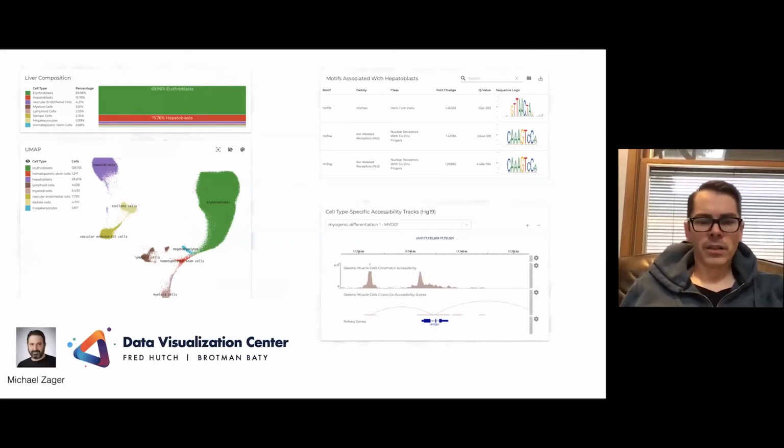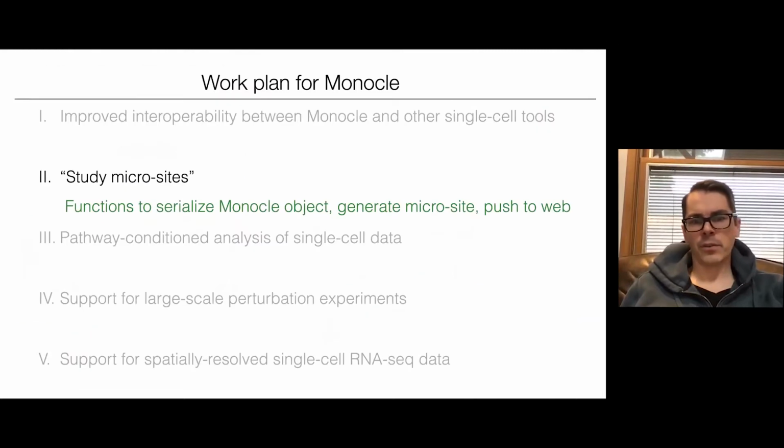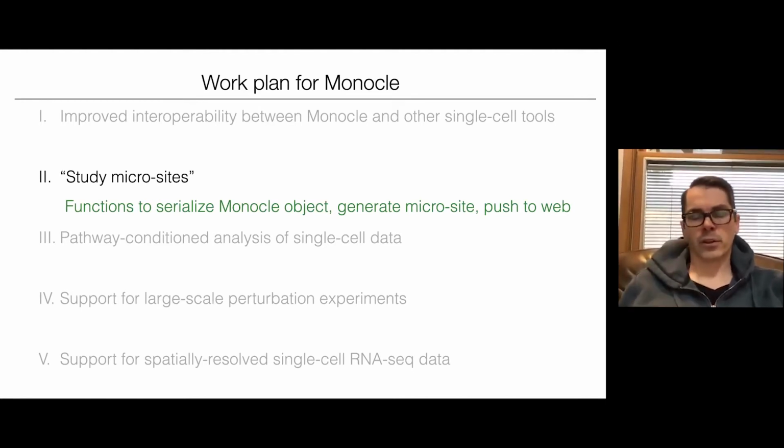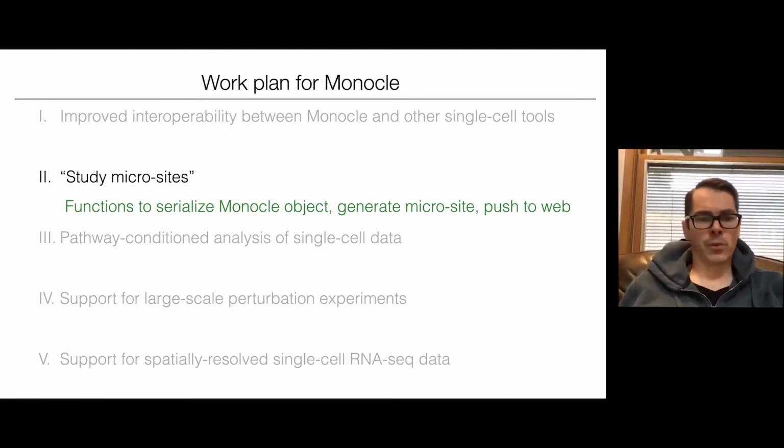And all of this web infrastructure was built by Michael Zager, who's a collaborator of ours. He directs the Fred Hutch Data Visualization Center. And he's built this framework that allows you to essentially stand up a website that looks like this, given a bunch of analysis files in the right format. So one of the things that we're going to be doing to Monocle is adding functions to serialize analysis objects in those formats so that we can push them essentially to Michael's cloud-based infrastructure, generate a microsite, and publish it to the web.